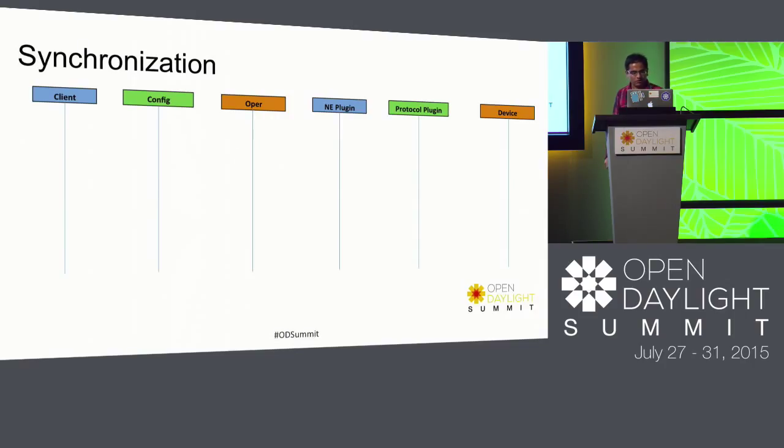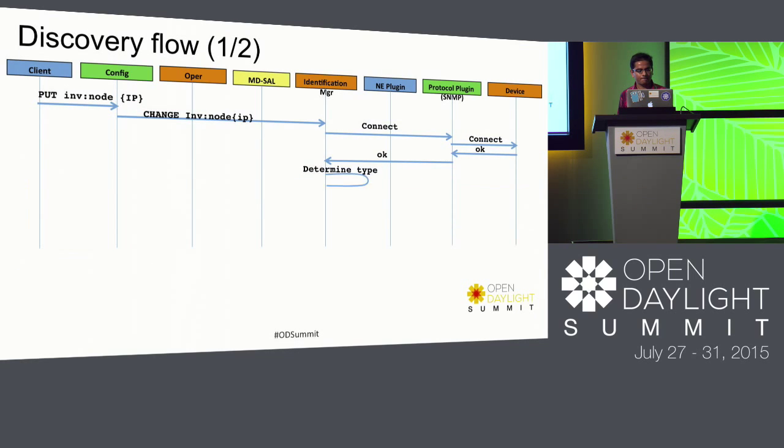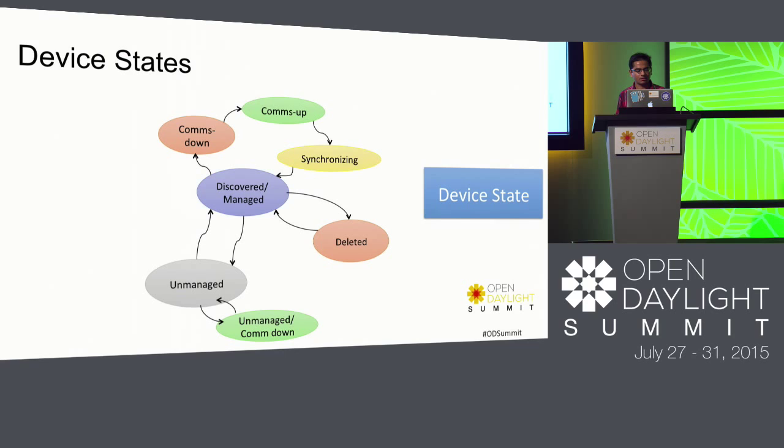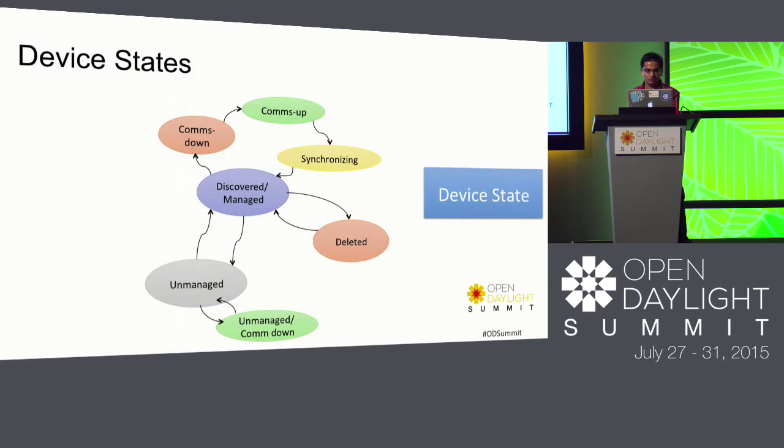Now, I'll talk more about the synchronization process. This is the device synchronization process. This can be invoked manually, or it's also part of the flow here. When communication comes up, you go through synchronization. And another one is when you're discovering, you have to go through synchronization. So I'm talking about these two steps right now.